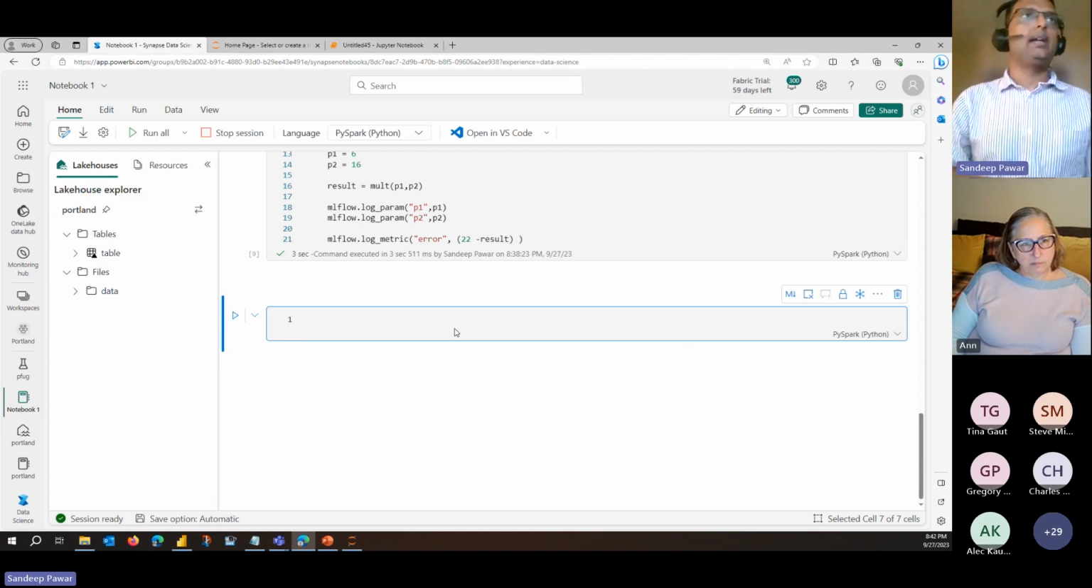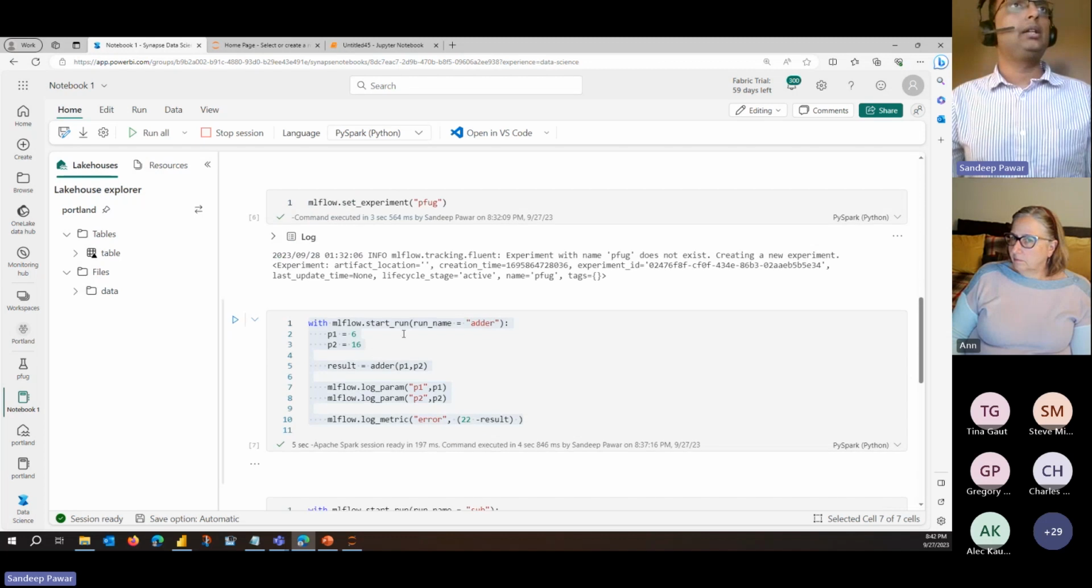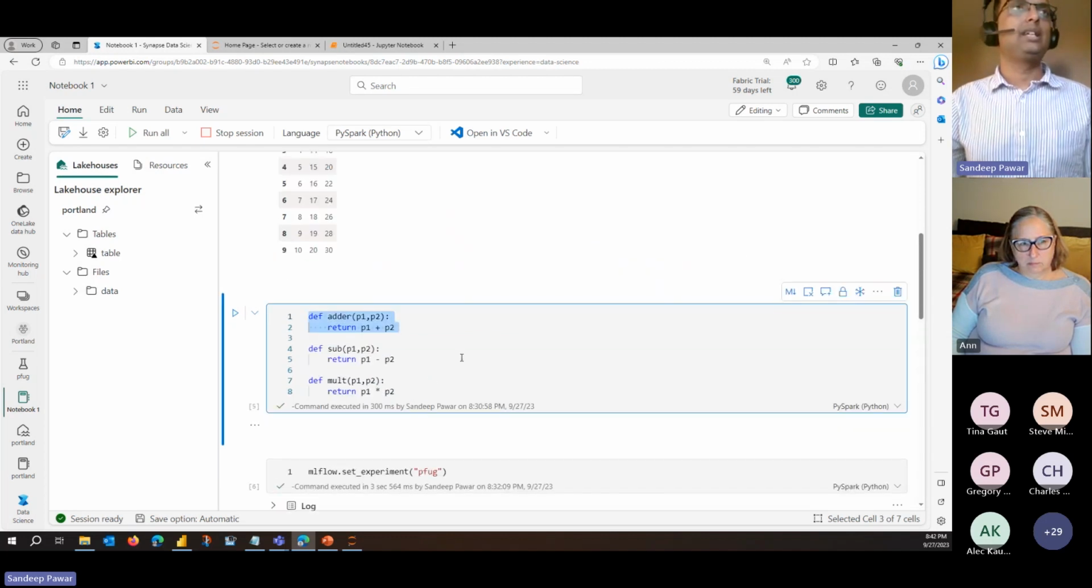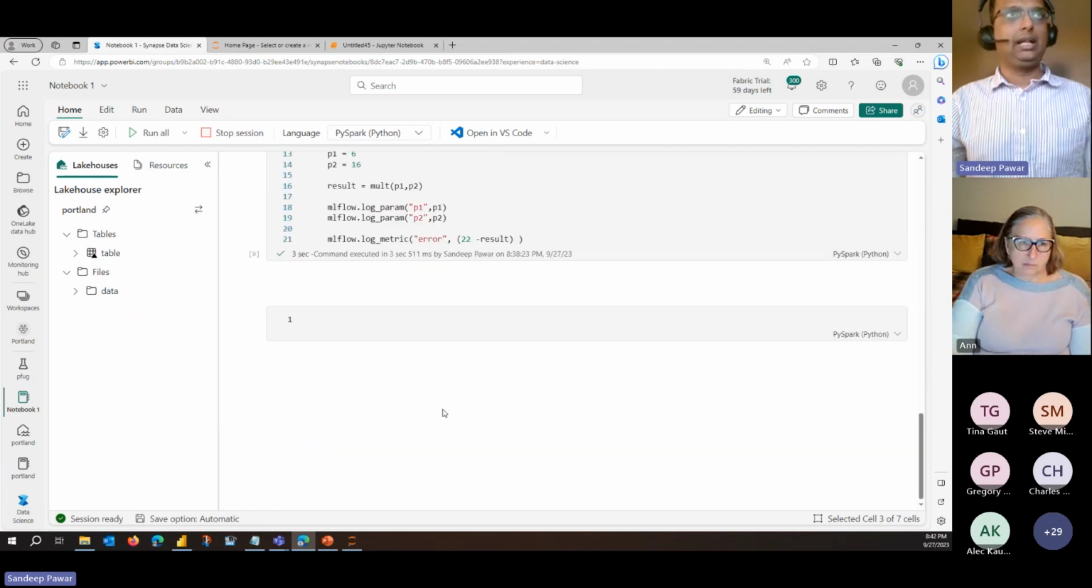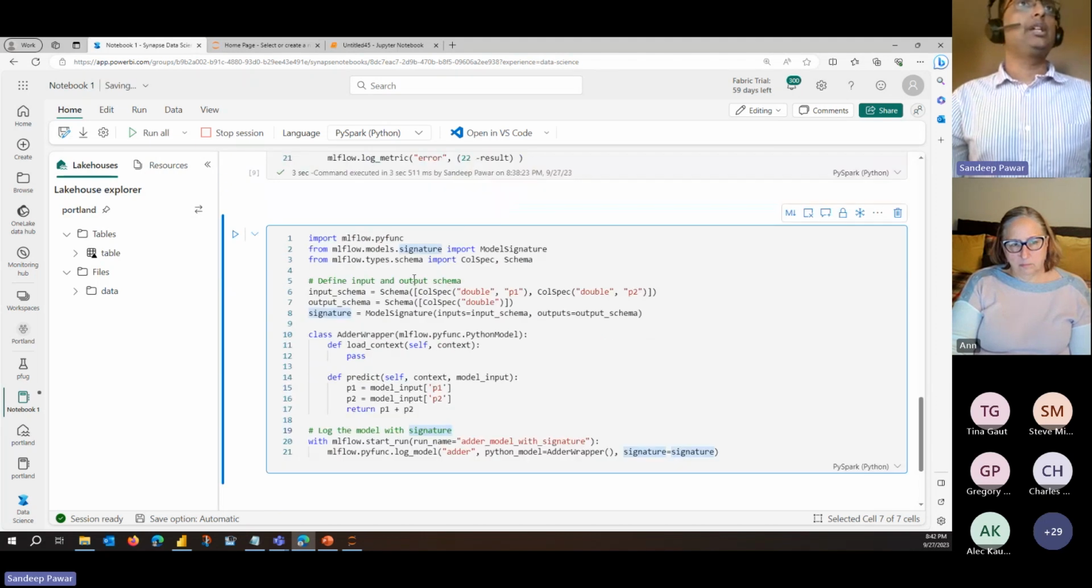And we can do that by logging this model that we have, and then creating a model out of that. And the way you do that is basically, I'm just going to copy and paste some code here. All this is doing is defining the schema: my input P1 is going to be a double, my P2 is going to be a double, and my output will also be a double.